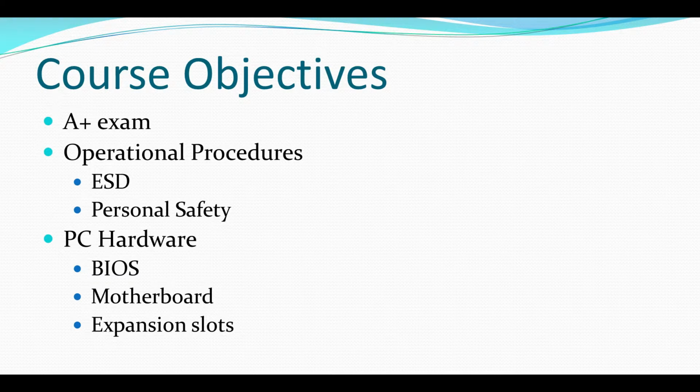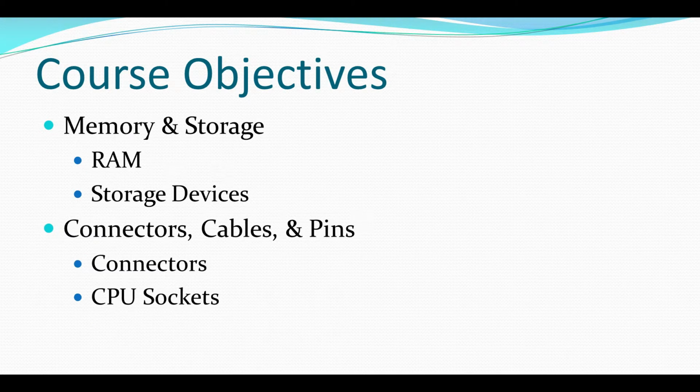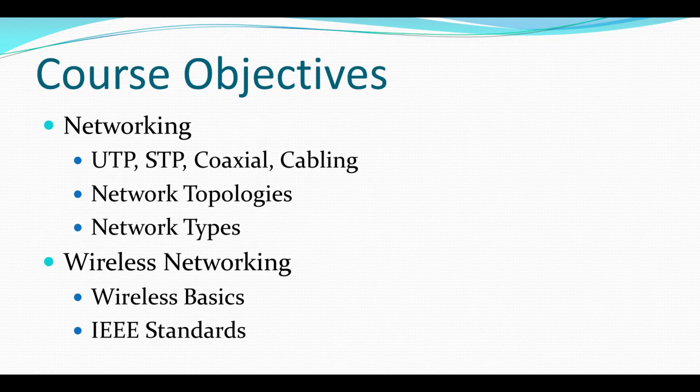We'll then move into the PC hardware realm, where we'll talk about the basic in-out system, as well as the motherboard and the different types of expansion slots that you can find on said motherboard. We will then move along and begin to discuss the memory and storage aspects of a computer, including the RAM, as well as any storage devices, whether that be internal, external, all that fun stuff. Next up will be connectors, cables, and pins, which will discuss various types of connectors to interface between ports and whatnot, as well as CPU sockets, which are in their own right a connector for the CPU on a motherboard.